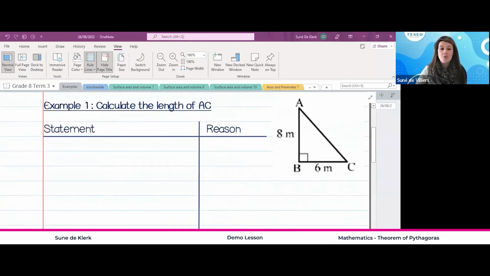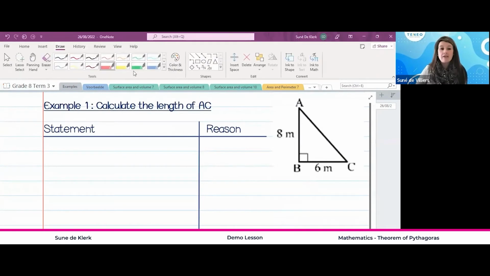Example number 1. We need to calculate the length of AC. Now, where is AC? AC is that line over here. We have a 90-degree angle, so we can ask our $1 million question. Across that, we will find our hypotenuse. Do we have it or do we need it? We need it, girls. We don't have it. So we need to add a little bit more to get to that $1 million question. So let's start with our calculations.